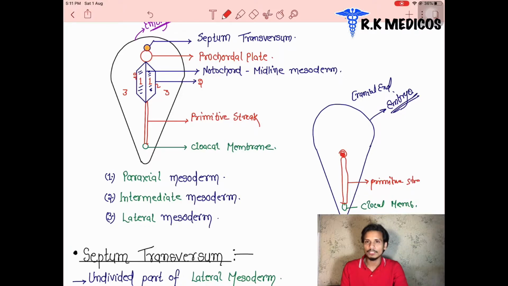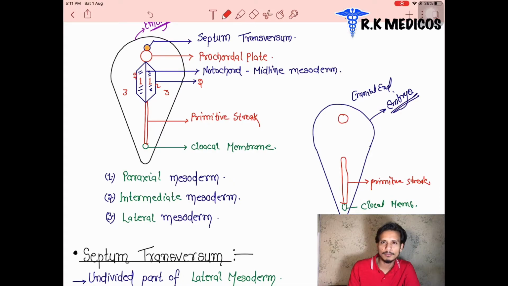So now you know the Hensen's node is going to develop into the notochord, so we are going to remove it, or we are going to see this embryo whole. So what is here in the cranial end? Which part is going to develop? That is the prechordal plate. So this is the prechordal plate, and from the prechordal plate, you know what is developed? That is the oral cavity.